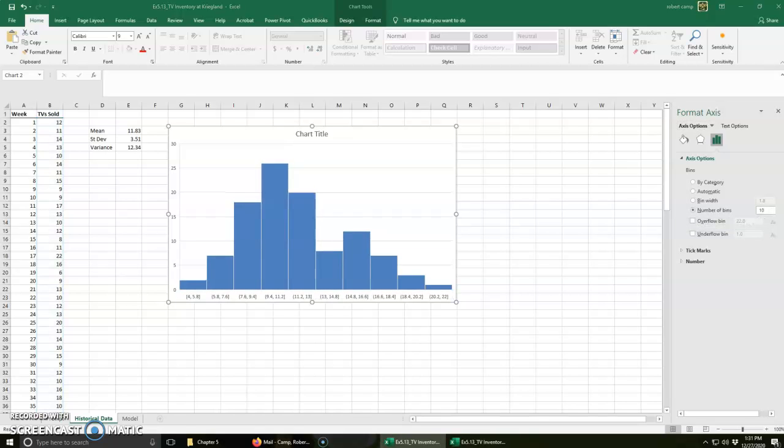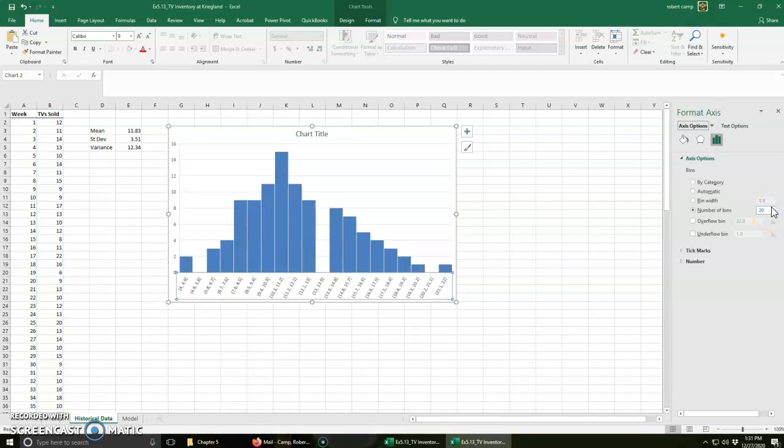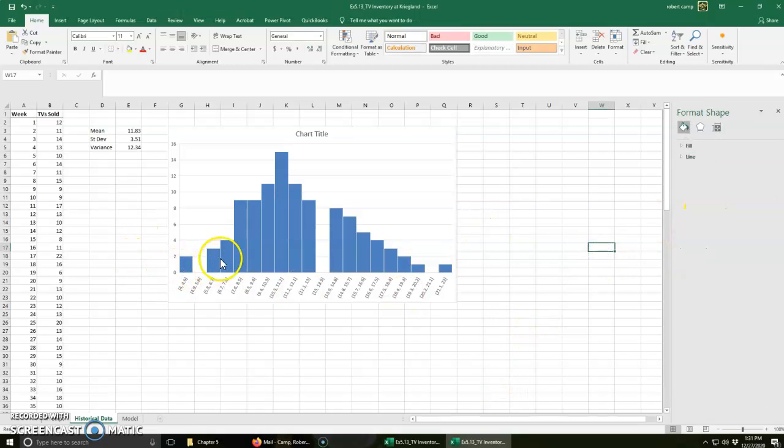Is 10 a good number? Let's see. It's actually, because we're still getting some little gaps, let's maybe try 20? Look at that. Okay, yeah, 20 is better.